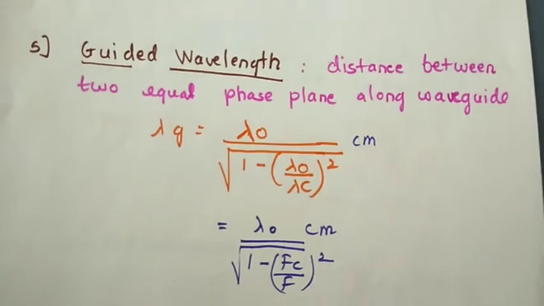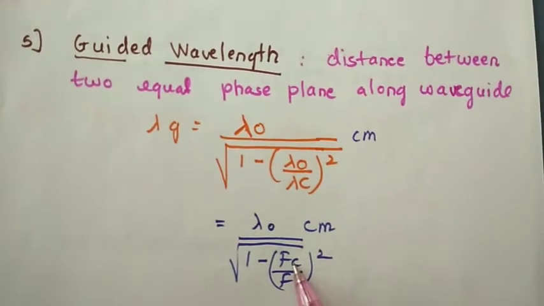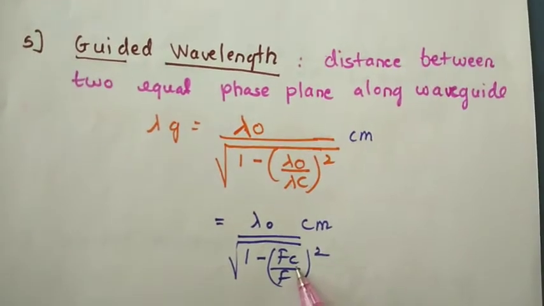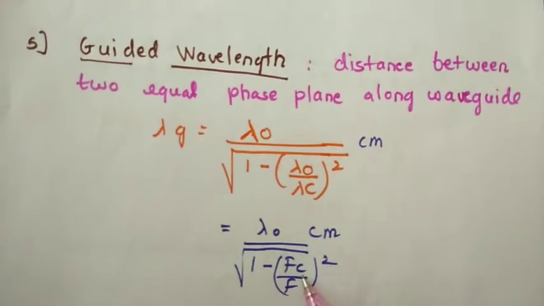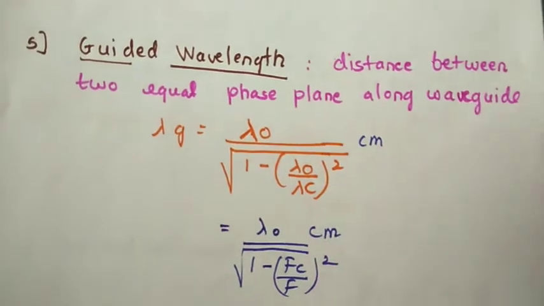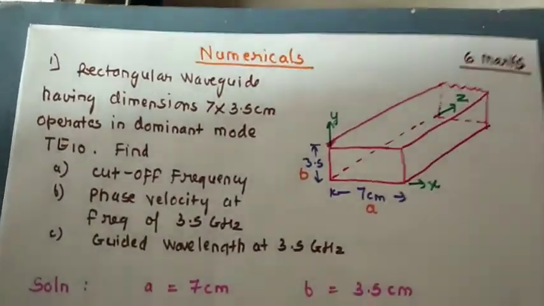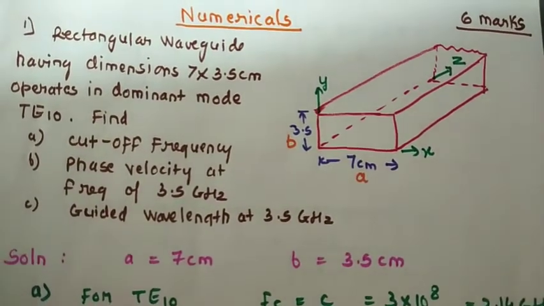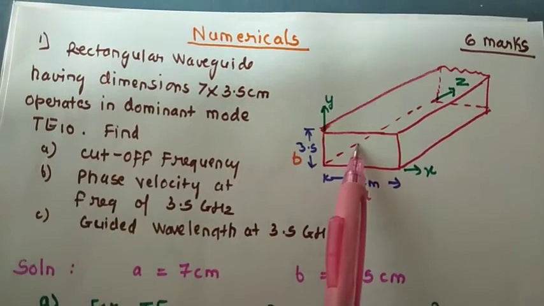Now using these terms of cutoff frequency, cutoff wavelength, dominant mode, phase velocity, group velocity and guided wavelength, we will try to solve some numericals which will clear your idea regarding all these definitions and also the modes. So the first numerical, which can be asked for 6 marks, is on rectangular waveguide. You can see the rectangular waveguide here.